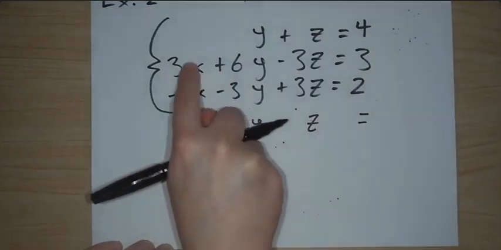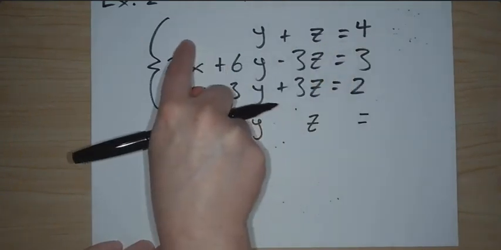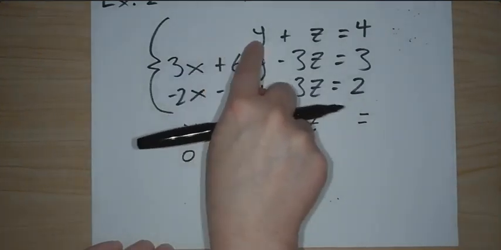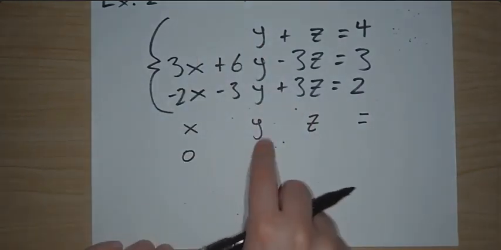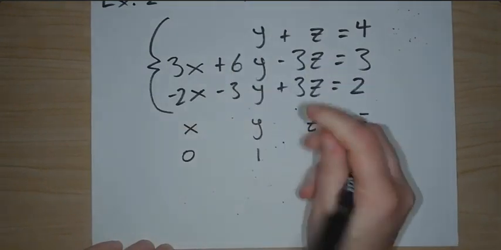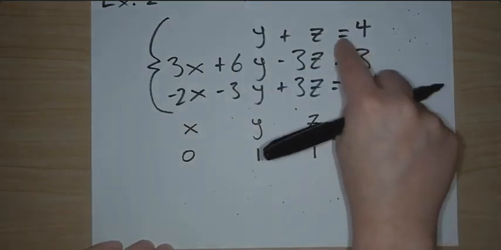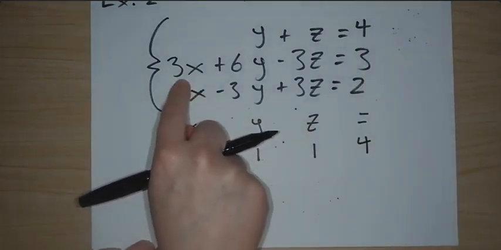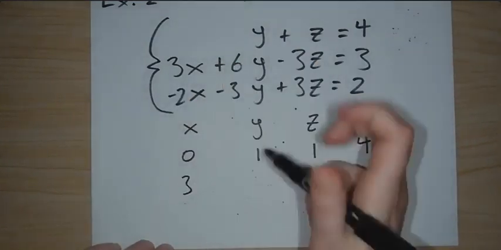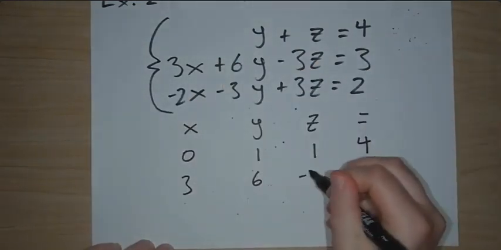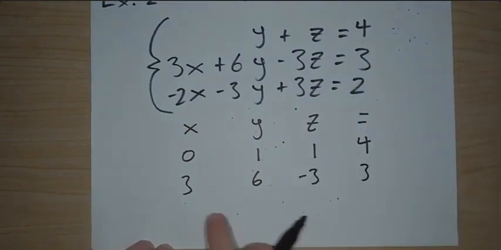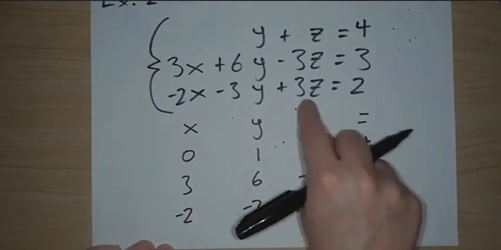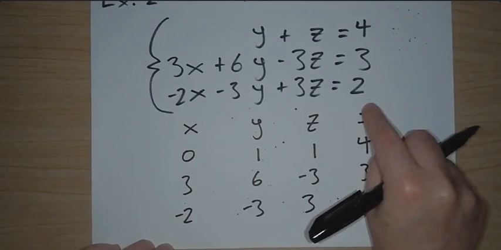For this first equation, we have 0 because there's no x. So our x here is 0. 0 times x is 0, so there's no x in this equation. For our y, we have 1y. For our z, we have 1z. And for our equal sign, we have 4. For our second equation, we have 3 for our x, a 6 for our y, a negative 3 for our z, and a 3 for our equal. For the last equation, we got negative 2, negative 3, positive 3, and positive 2.